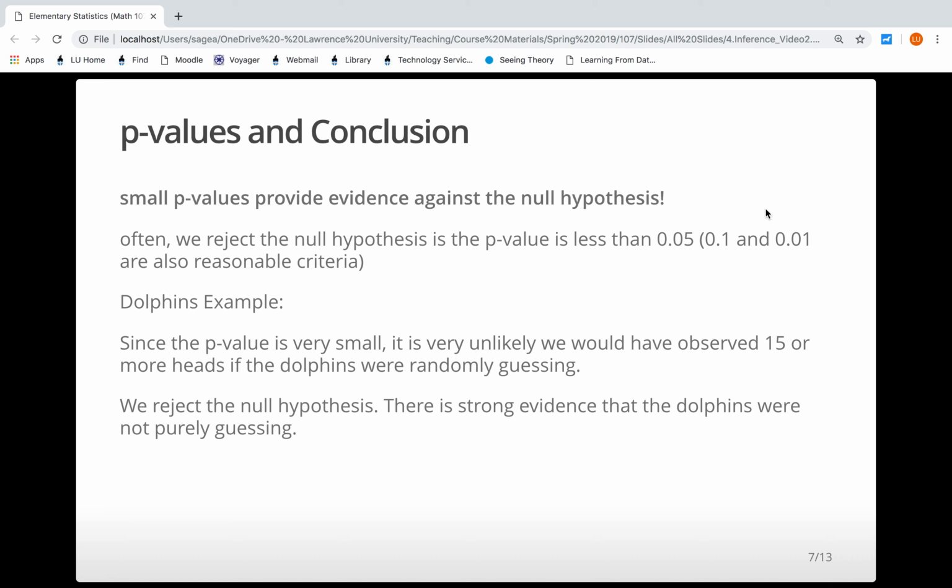When making these decisions, researchers should consider the cost of wrongly rejecting the null hypothesis against the cost of wrongly failing to reject the null hypothesis. In our dolphin study, since the p-value was very small, it's unlikely we would have observed 15 or more heads if the dolphins were randomly guessing, or I guess we should say it's unlikely that the dolphins would have gotten 15 or more correct if they were merely guessing. So we reject the null hypothesis. There's strong evidence that the dolphins were not just guessing.